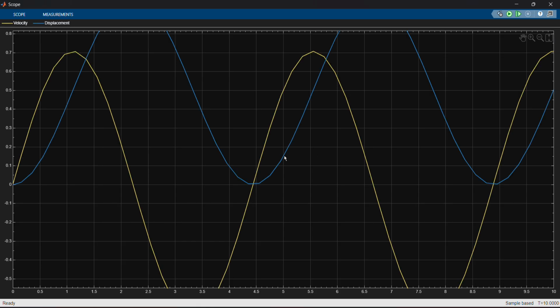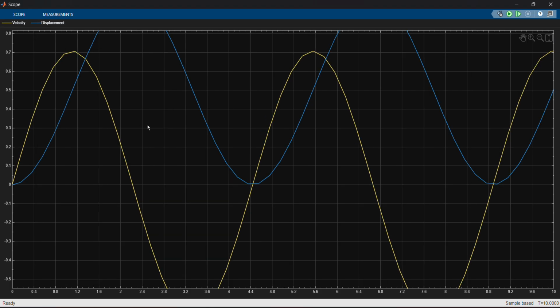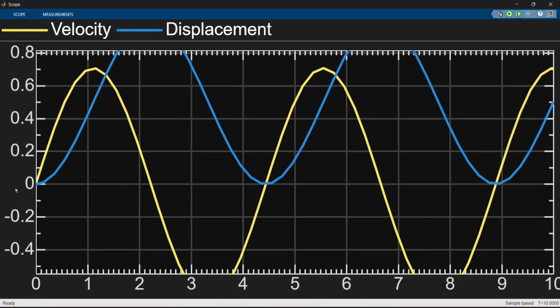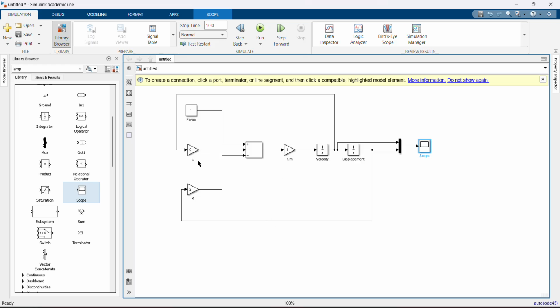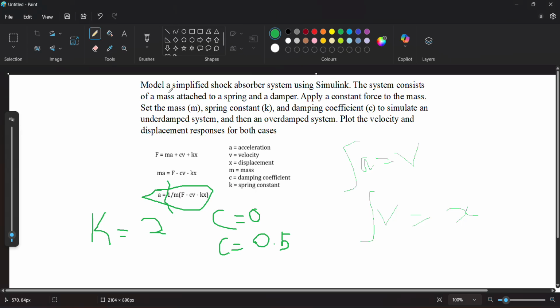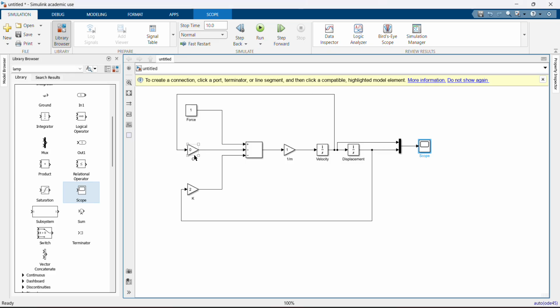As per our theory, now in the scope we can see this is a uniform sine wave curve, which is produced by the displacement of the shock absorber spring. So from these you can conclude that this is the simulation of our question. As per our question, this is the shock absorber system simulation, and we have simulated it for both underdamped and overdamped oscillations. So thank you, friends.